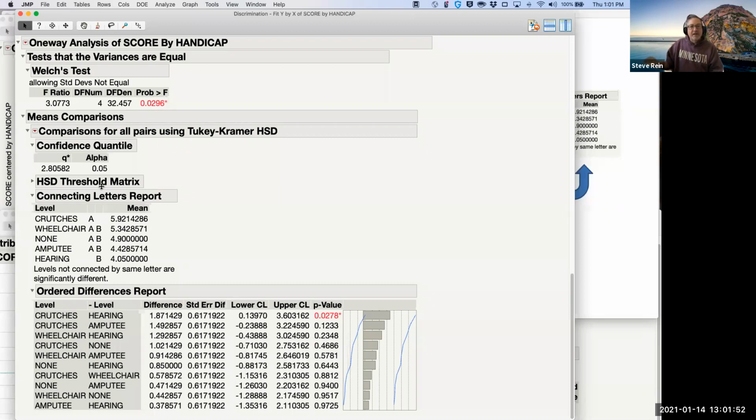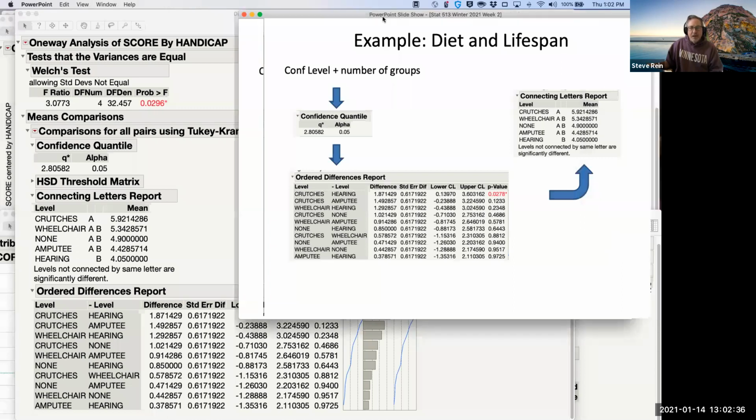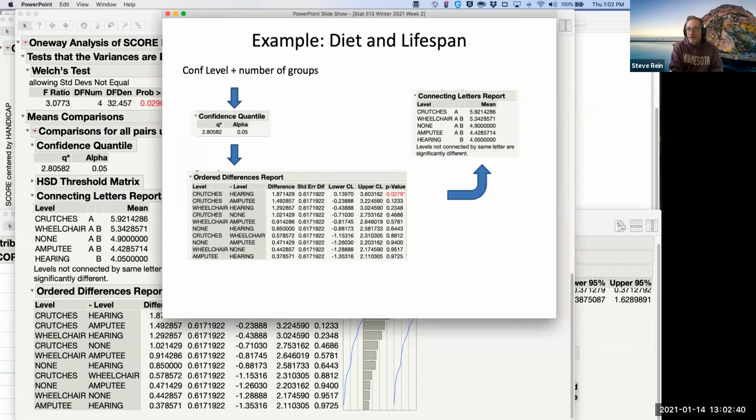This thing called the connecting letters report is a SAS style version of output. JMP is written by this company called SAS in North Carolina. They say, let's put letters next to each group, so that if you have the same letter, you are not noticeably different from others in your group. So crutch, wheelchair, non-amputee, and amputee, they're all labeled A. I can't say there's a difference between any of those. Wheelchair, non-amputee, hearing, they're all B. There's no noticeable difference between any of those either. That connecting letters report is something that you could present in a different way, but it is a way SAS chooses to do that.